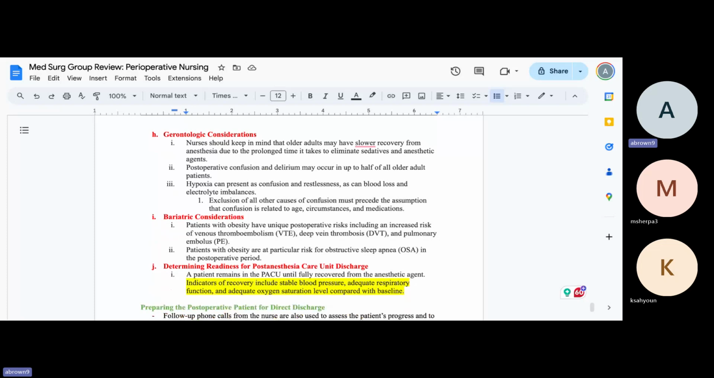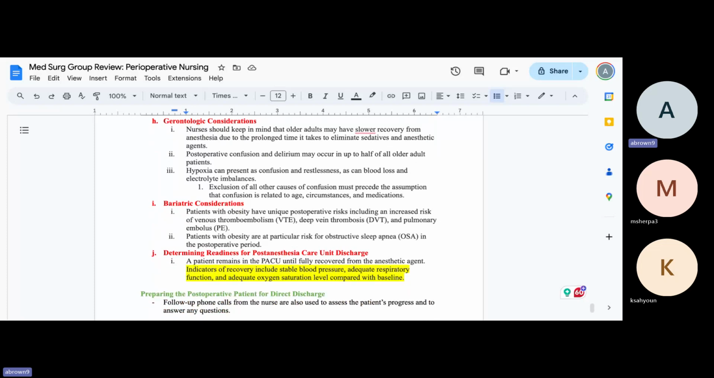Gerontological considerations. Nurses should keep in mind that older adults may have slower recovery from anesthesia due to the prolonged time it takes to eliminate sedatives and anesthetic agents. So they might have that anesthesia in them a little bit longer. So you want to keep watch of them because they could be at fall risk coming out of that.